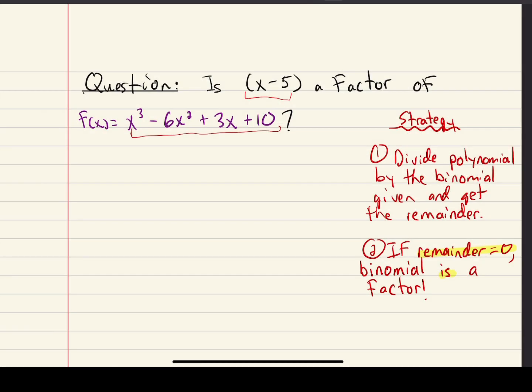So let's say we're asked to find out if x minus 5 is a factor of the polynomial f of x equal to x cubed minus 6x squared plus 3x plus 10. The strategy that we're going to use is to divide the polynomial by the binomial. So we're going to divide this one here by the binomial x minus 5. And we're going to get the remainder. This is going to be using the exact same process we did for the 3 previous questions. And then we're going to look and see what the remainder is. If the remainder is equal to 0, then we can say that it is a factor. If it does not equal 0, then it is not a factor. So first, let's use long division to get the remainder.